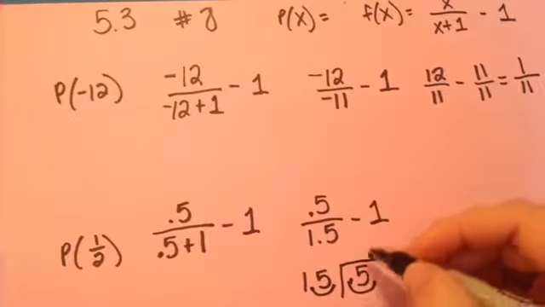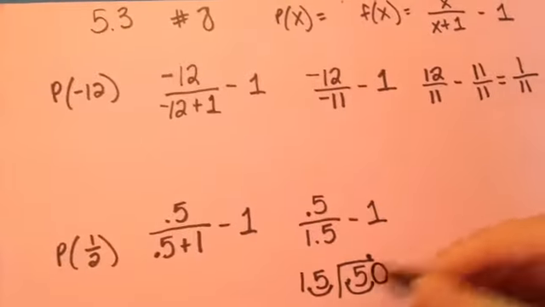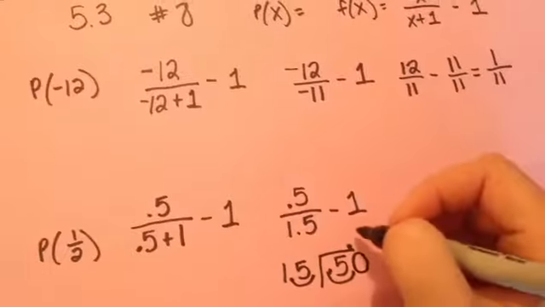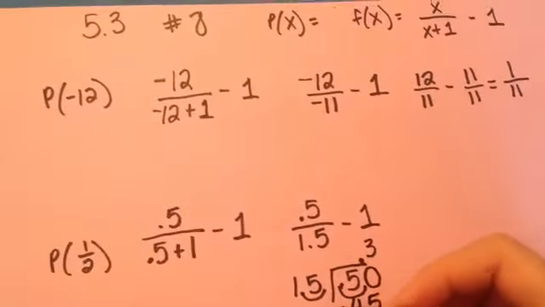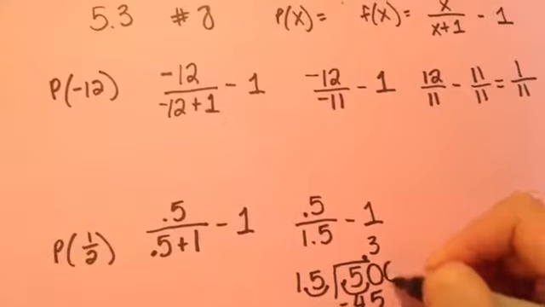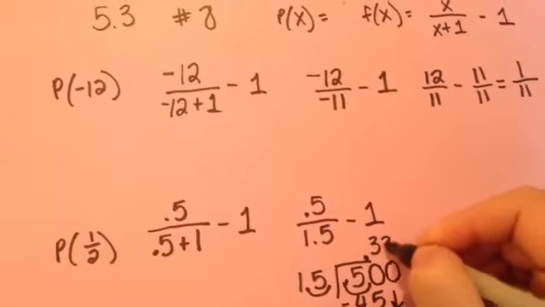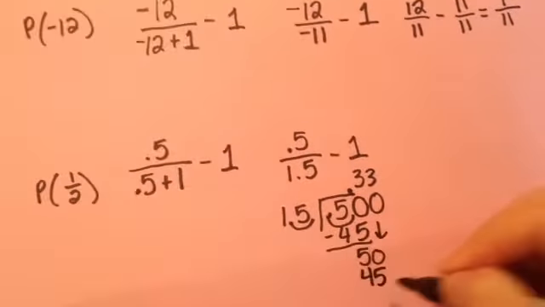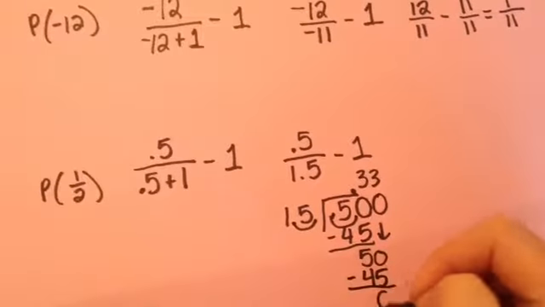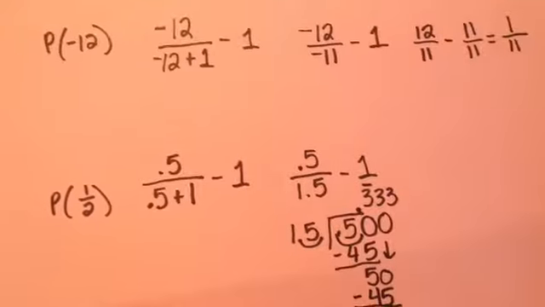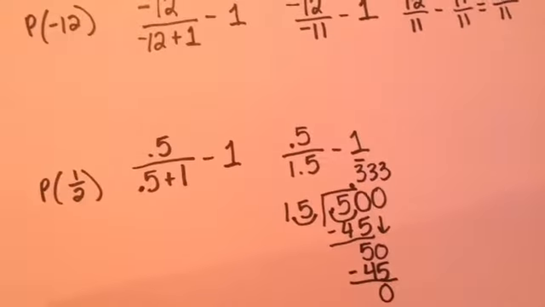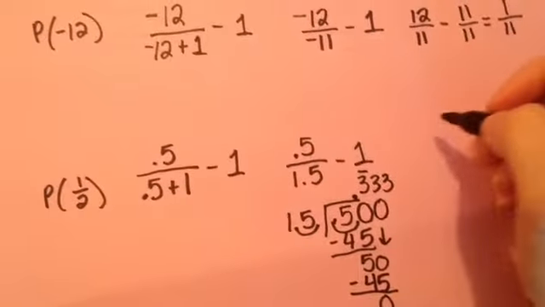So 15 goes into 5 0 times. 15 goes into 50 3 times, which is going to give me 45. And it's going to go into 50 again 3 times, and I can see that I'm going to get a repeating decimal of 0.3, or I know that 0.3333 forever is 1/3, so I'm going to change that back.